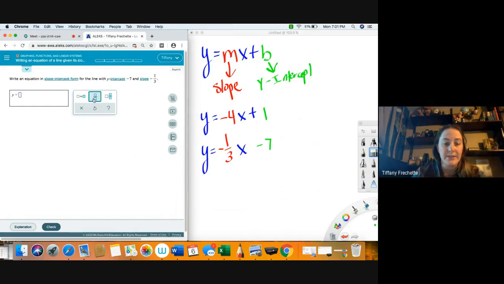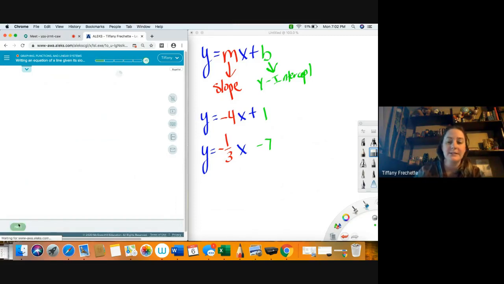So I have y equals, I hit the fraction bar to put 1 over -3. It doesn't matter where you put the negative. You can give the negative to the 1. You can give it to the 3. You could even put it out in front like this, and that would still be perfectly fine. You just have to make sure you're clicked out in front of it to put the negative here. And then we go x -7, and we click check. And that's it. All right, next.